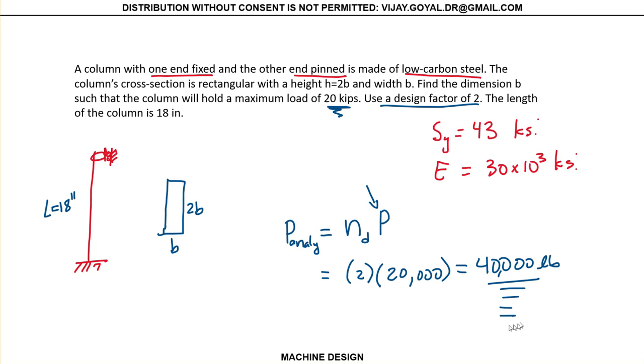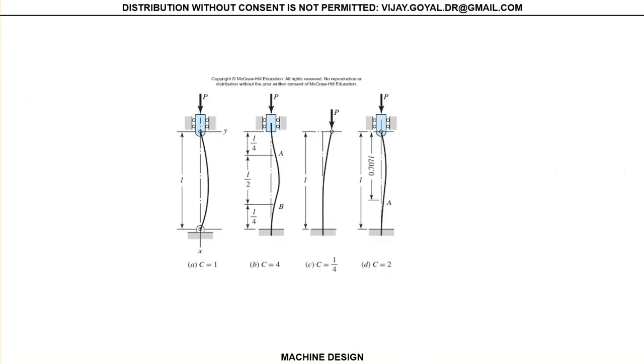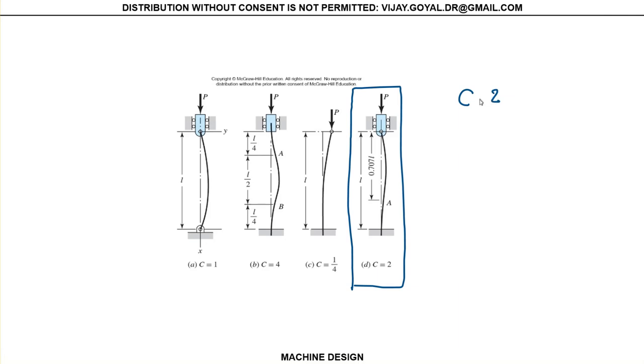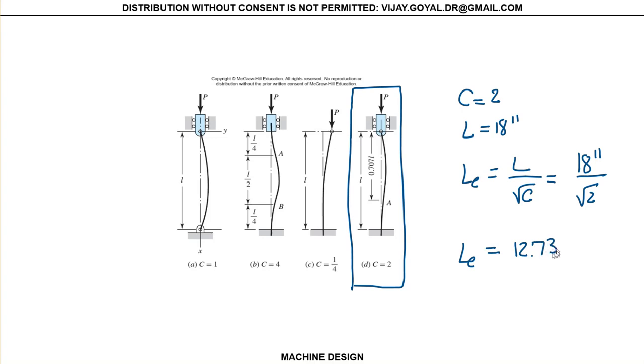There are 2 ways to do the analysis, but this is one of them. It's easier to do it like that. The next thing we want to do is choose the option, which we only talked about in the previous example. This is the option fixed pin, and for this case, C is equal to 2. L is equal to 18 inches. That means that LE will be L divided by square root of C, which is 18 inches over square root of 2, and that gives me an effective length of 12.73 inches.